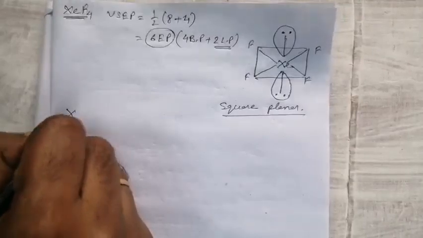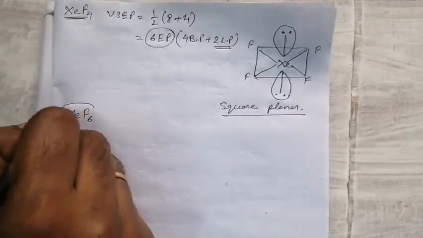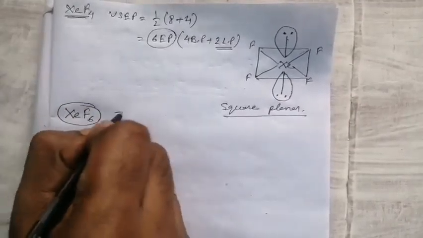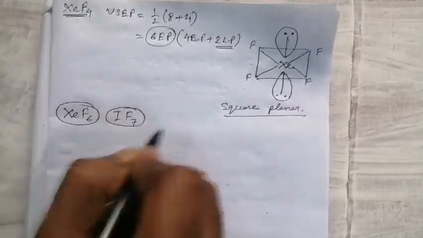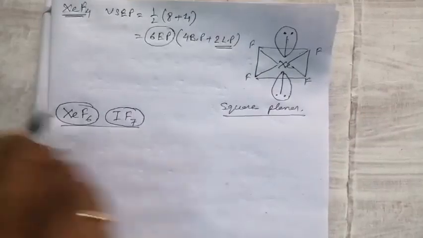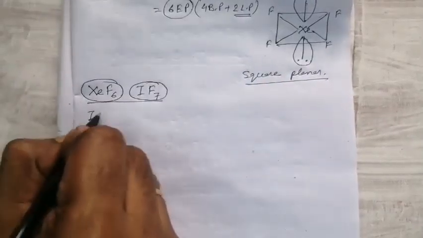Now XeF6 is one exception, then IF7 is another exception. This we will do afterward. Let's move on to the next part, ICl3.